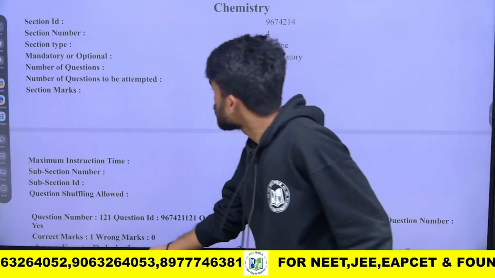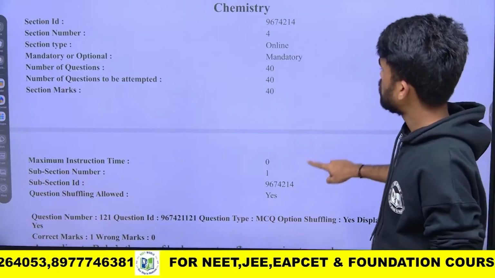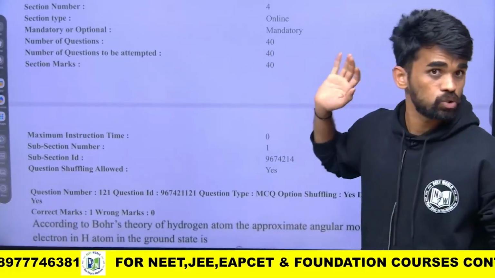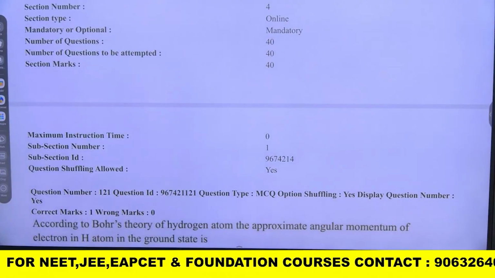Now we have the chemistry part, which is the online paper. Here 40 questions are there, and all 40 questions should be attempted. So let's start our session.